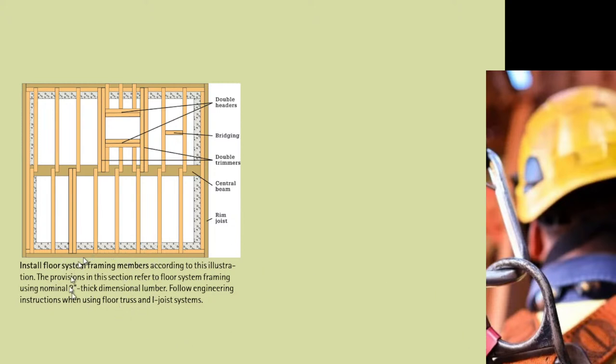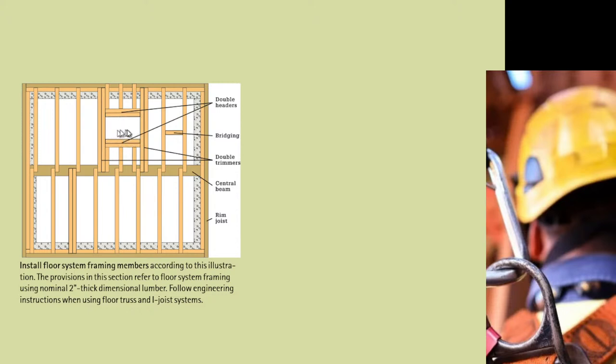This is installation of floor system framing. Framing for floor system. So we have the central beam here. We have this floor system supported by what? Supported by concrete. This is the concrete beam. And we have the central beam and the joist. So joist, double trim, double headers. Double trim to support the penetration.